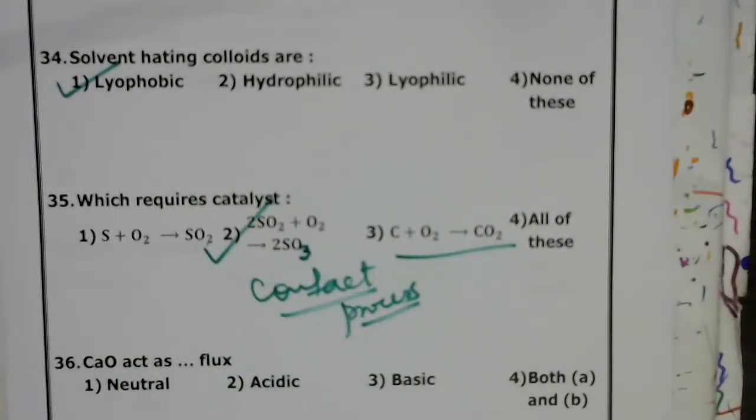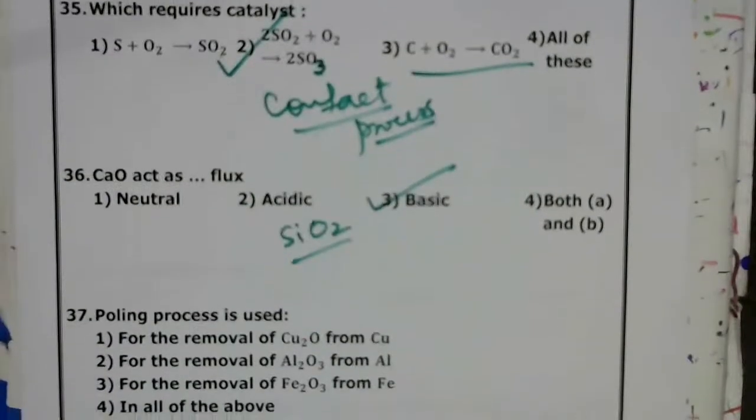Question number 36. Calcium oxide can act as a basic flux. It can act as what, children? Basic. Now, which is an acidic flux? Have you remembered? SiO2. SiO2 is what, children? Acidic flux. Therefore, we can say the answer is basic flux. Next question.